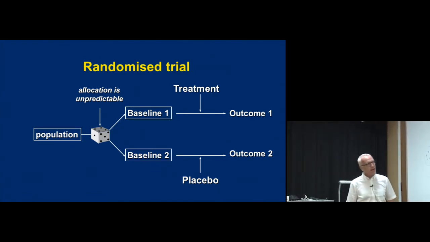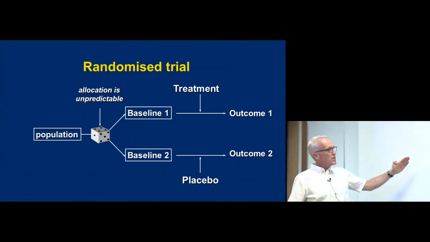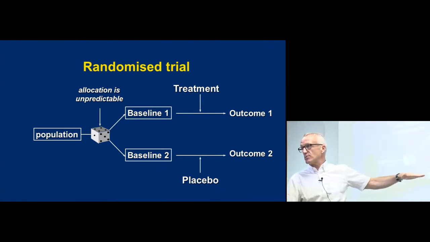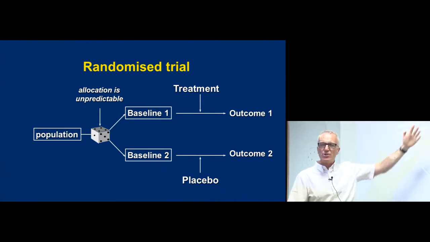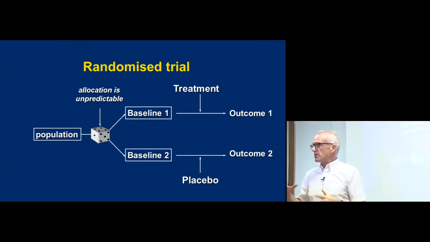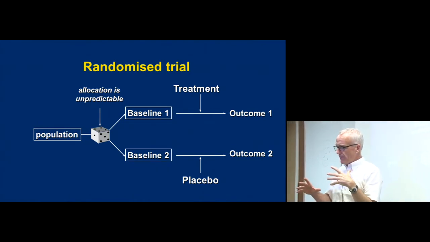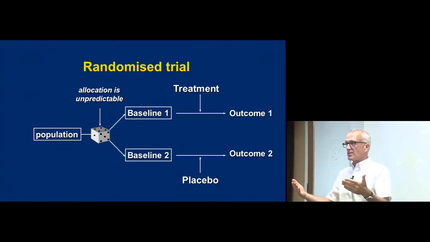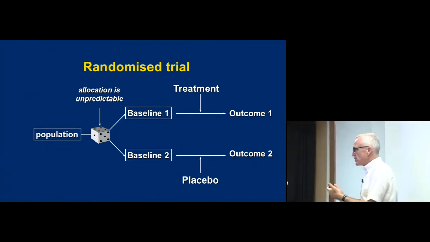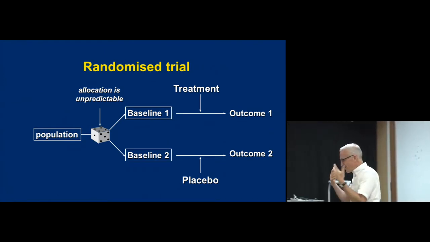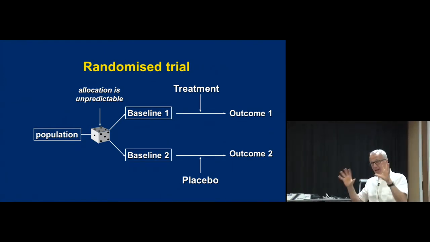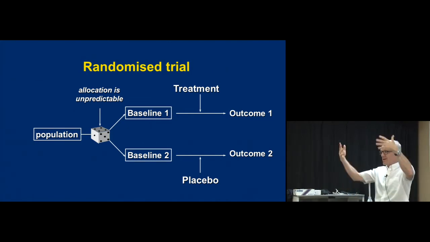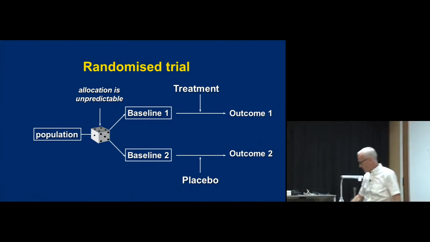So if the allocation is unpredictable, then chance and chance alone determines who gets into these two groups. And so these two groups should differ only by the play of chance. There can be differences, but they're chance differences. There shouldn't be differences over and above the play of chance.